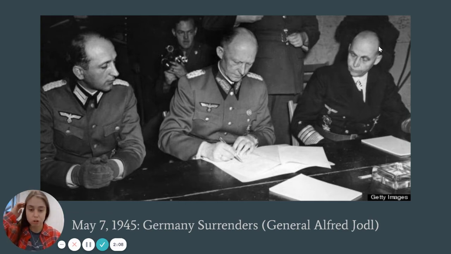And so after Truman has been president for only like 1 month, then Germany surrenders. So that's what this is a picture of, one of Germany's generals surrendering. And so after Germany surrenders, all of the focus shifts, from being divided between Europe and Asia to now we're only focused on Japan.